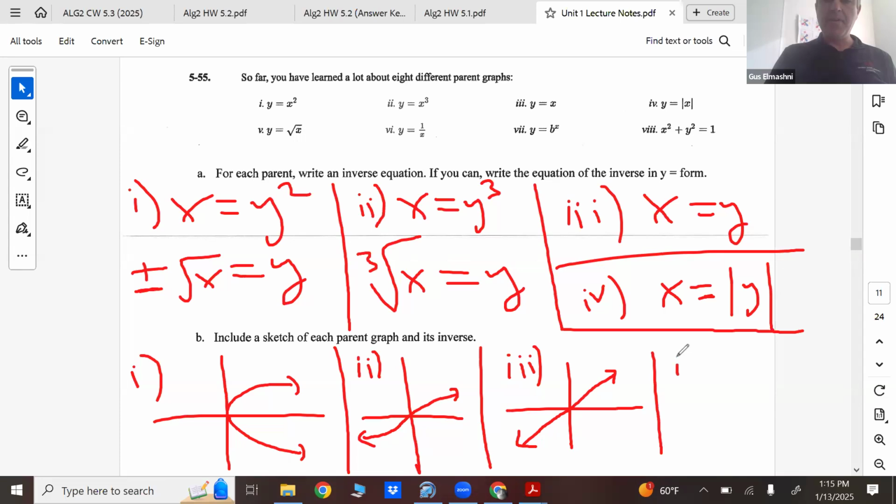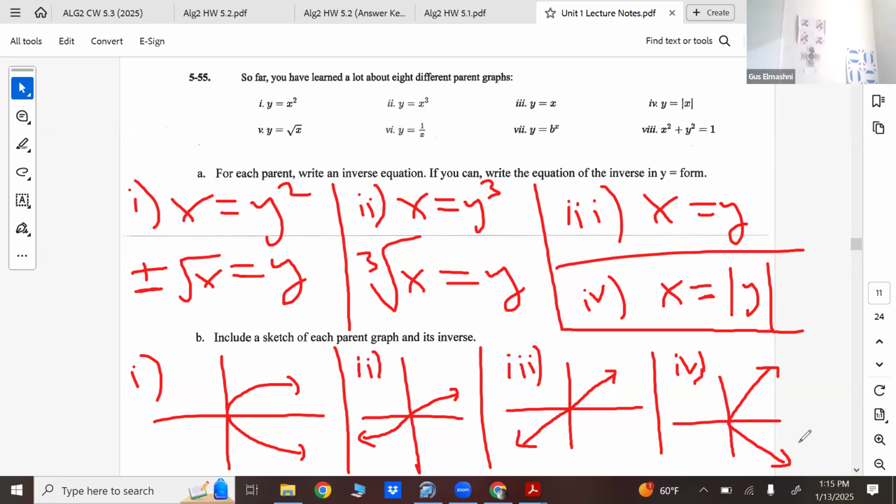All right. Okay, 4 is kind of a funny graph. All right, there we go. All right, see you, Nathan. We'll see you. Okay, what's happening here?